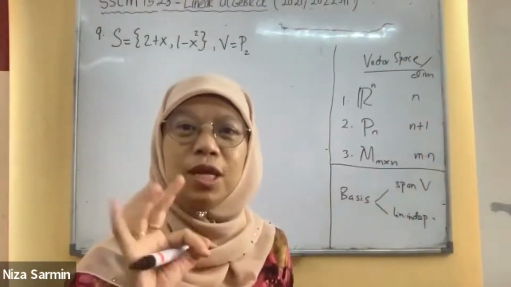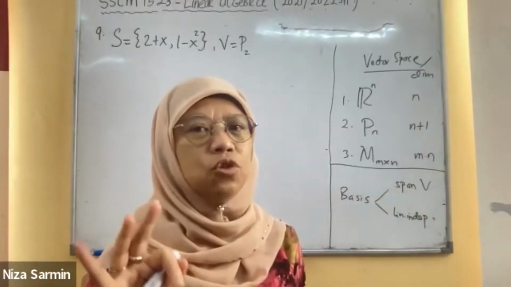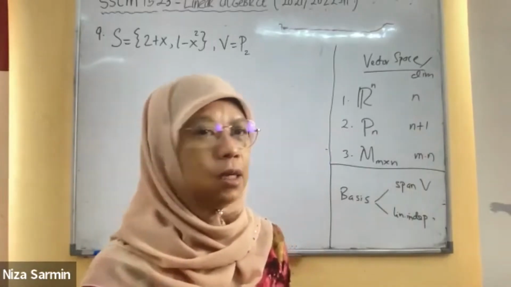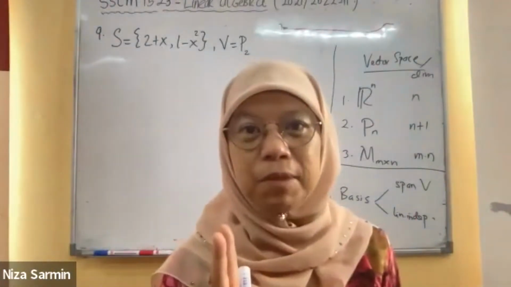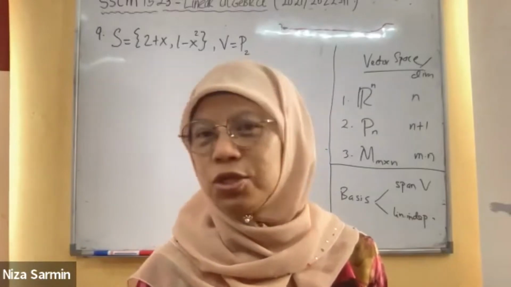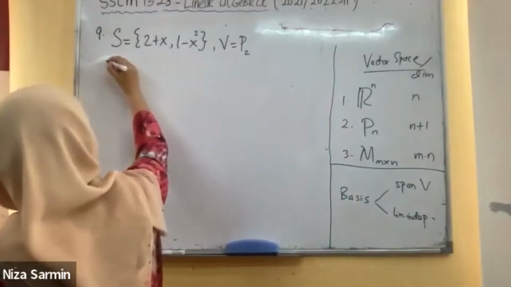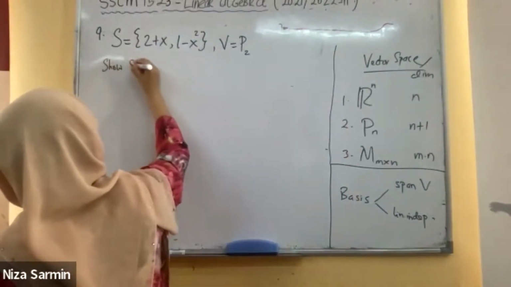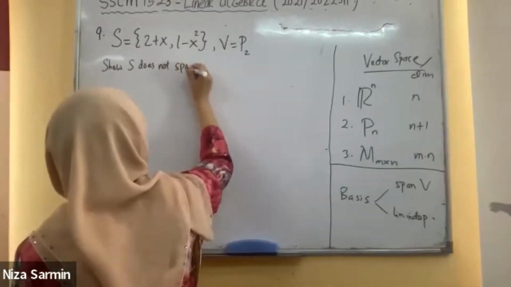Okay, so you need actually 3 to be able to be in the spanning. But this is only 2. So the claim is it does not span. Okay, so it is not a basis. Okay, so show S does not span.